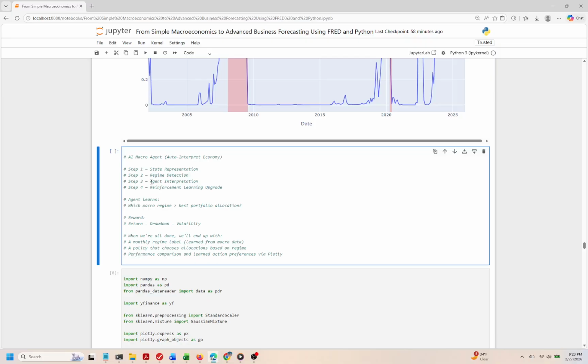Next, there's agent interpretation, which focuses on how our AI understands and processes the identified regimes to inform investment choices. This is followed by a reinforcement learning upgrade, allowing our agent to optimize its decisions over time by learning from outcomes. The expected advantage here is that the agent learns not only which macroeconomic conditions are currently at play, but also how to allocate assets most effectively in response.